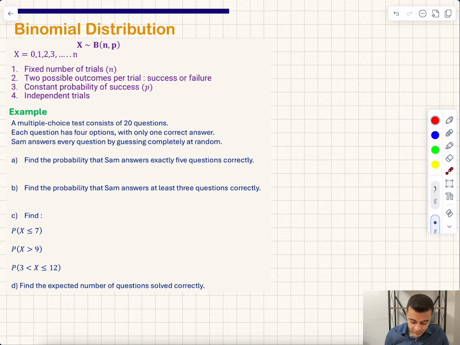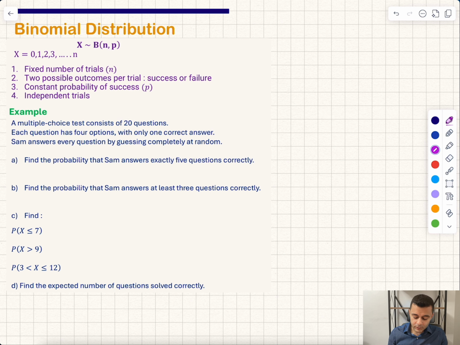So now, here as you see, we have a question. A multiple choice test of 20 questions in total. Each one of them has 4 options or 4 choices. Let's say A, B, C, and D. Only one option or one choice would be correct. Sam answers every question by guessing completely at random. Now, why they said this sentence is very important, and it's related to these conditions, as we'll explain later. In this question, we need to find the probability that Sam answers exactly 5 questions correctly.